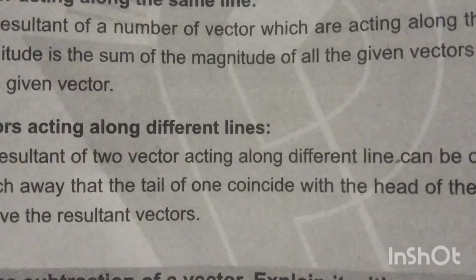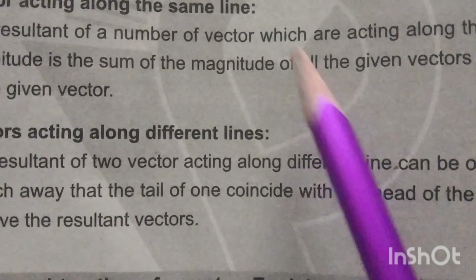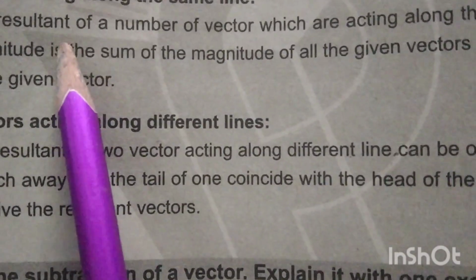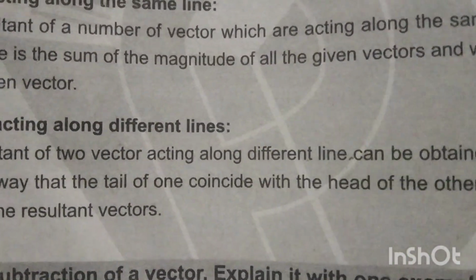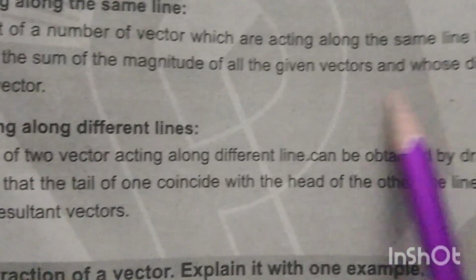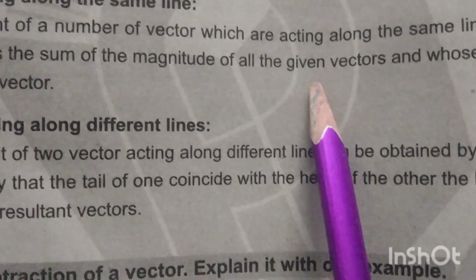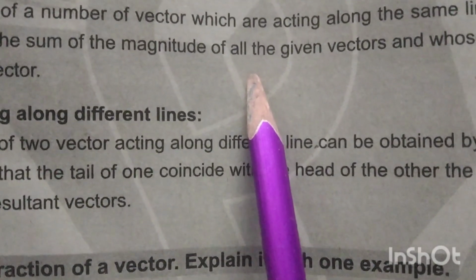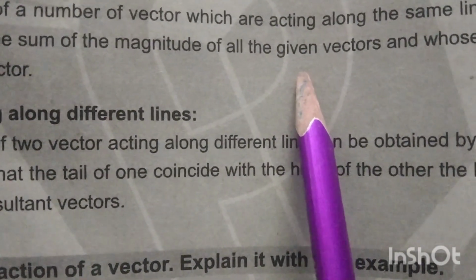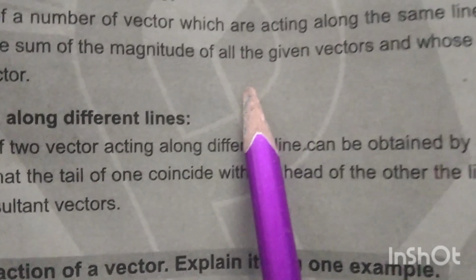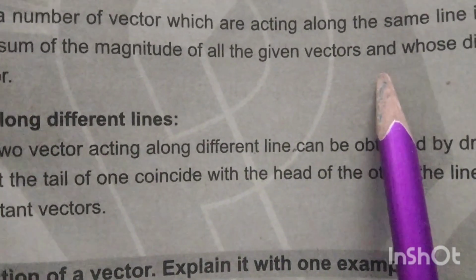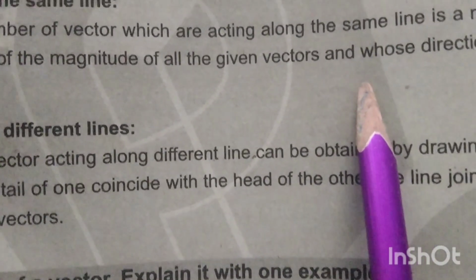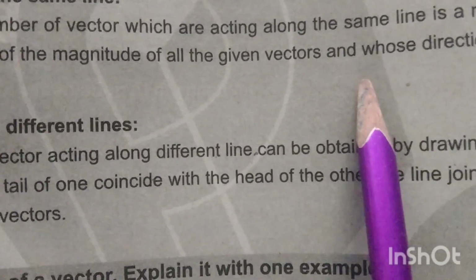Vector addition has two methods. When vectors act along the same line, they are called collinear vectors. The resultant of a number of vectors acting on the same line is easily found by adding their magnitudes. Like if vector A is 5 Newton and vector B is 3 Newton, with 5 Newton on the right and 3 Newton also on the right, you can add them: 5 plus 3 will be 8. So you can add them easily.